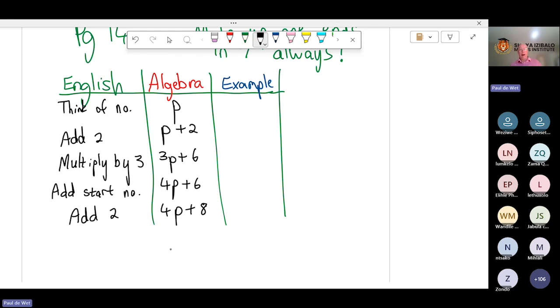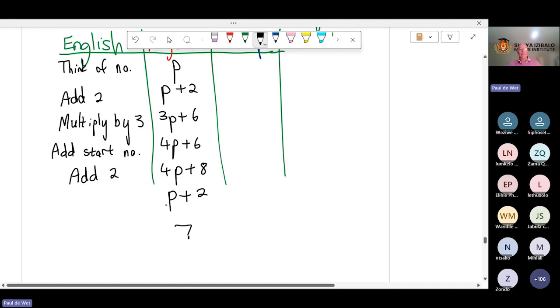Okay, now guys, I'm trying to think here. I want this thing to end with 7. So I don't want 4P plus 8. I'm going to change this to P plus 2. We're going to have a break shortly. Who can tell me what I've done to get from 4P plus 8 to P plus 2? Well done. Divide by 4.